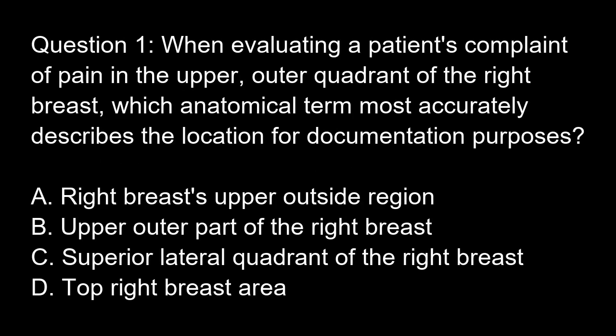Question 1. When evaluating a patient's complaint of pain in the upper outer quadrant of the right breast, which anatomical term most accurately describes the location for documentation purposes? Option A, right breast's upper outside region. Option B, upper outer part of the right breast. Option C, superior lateral quadrant of the right breast. Option D, top right breast area.